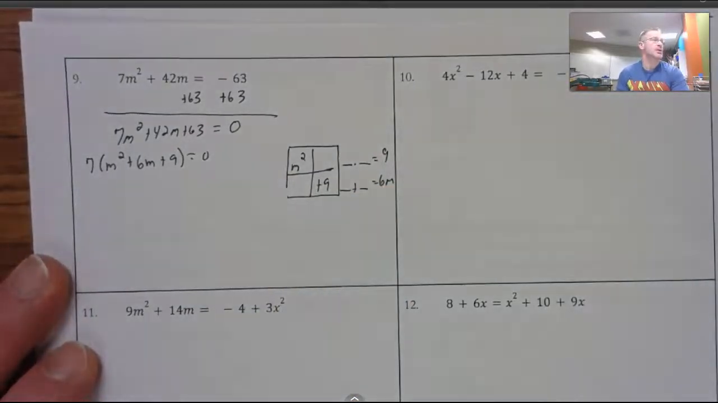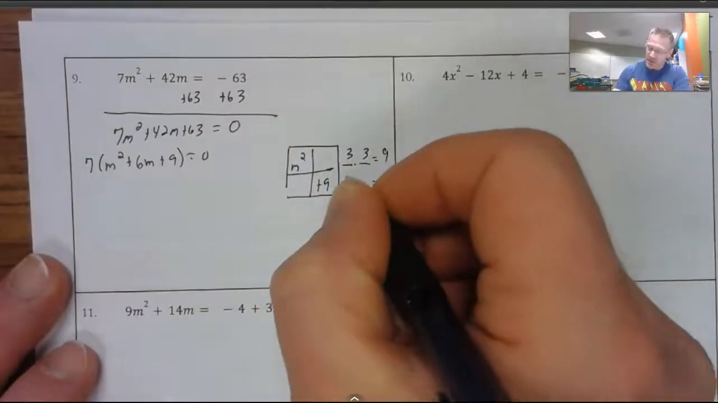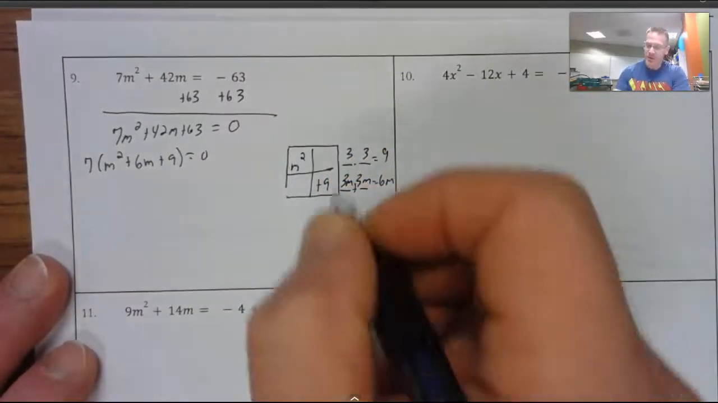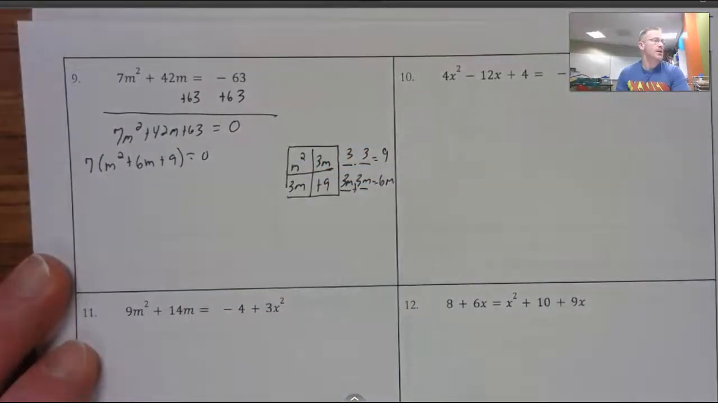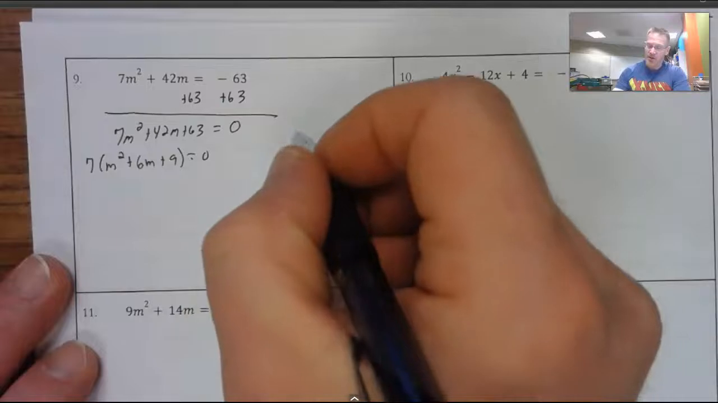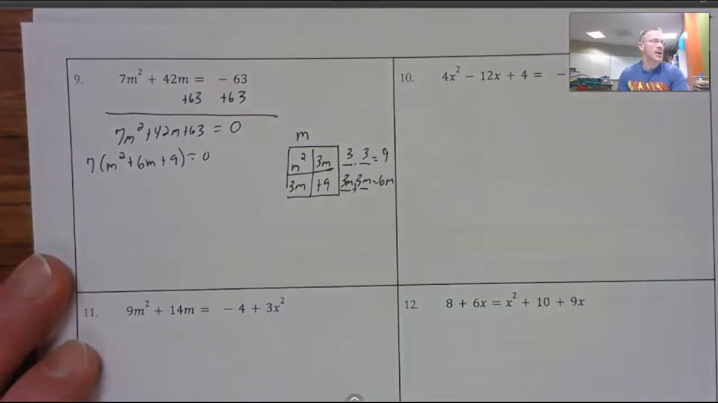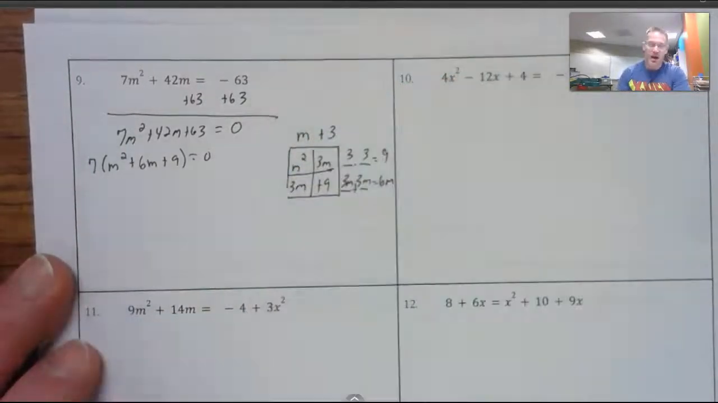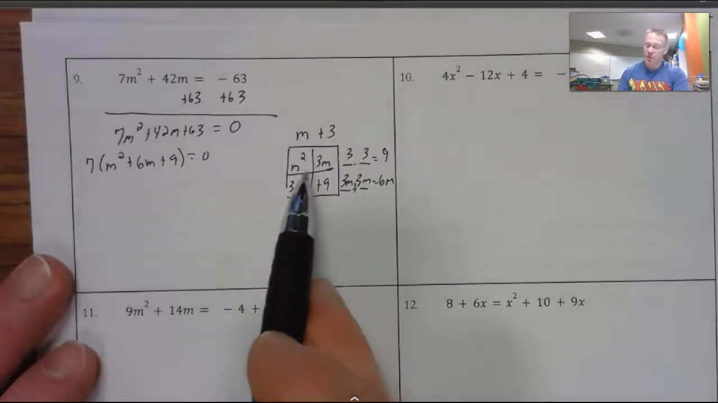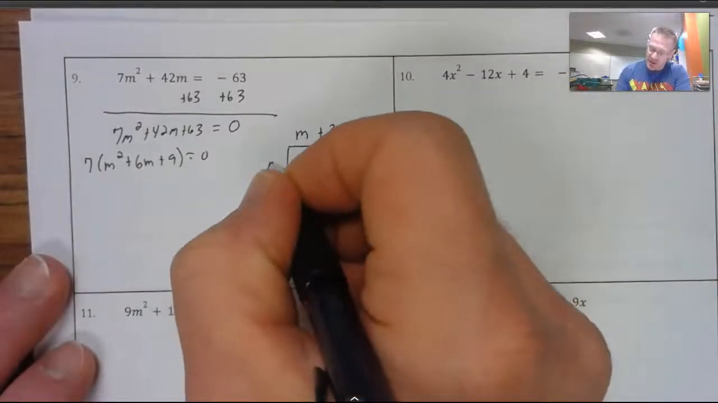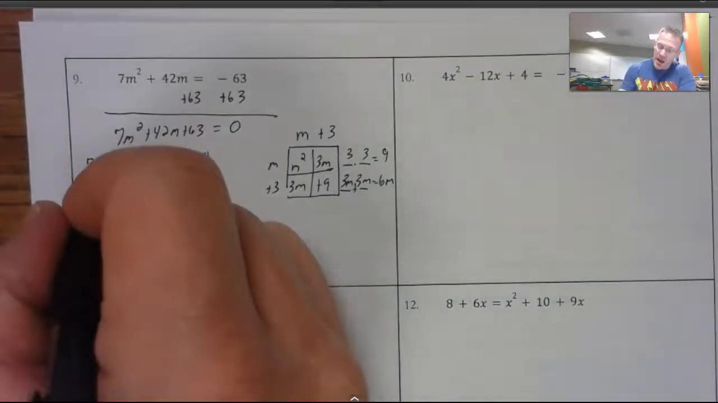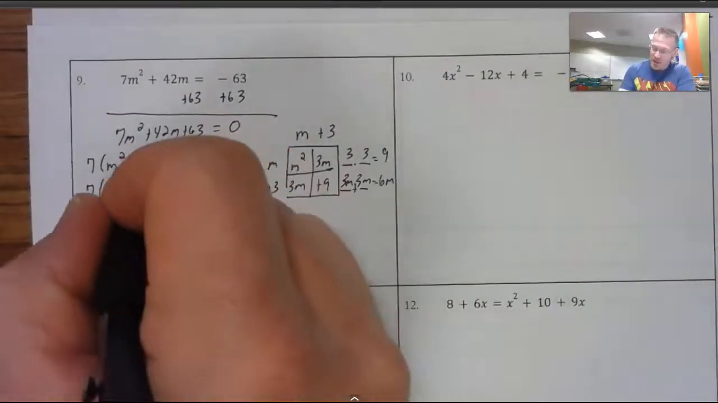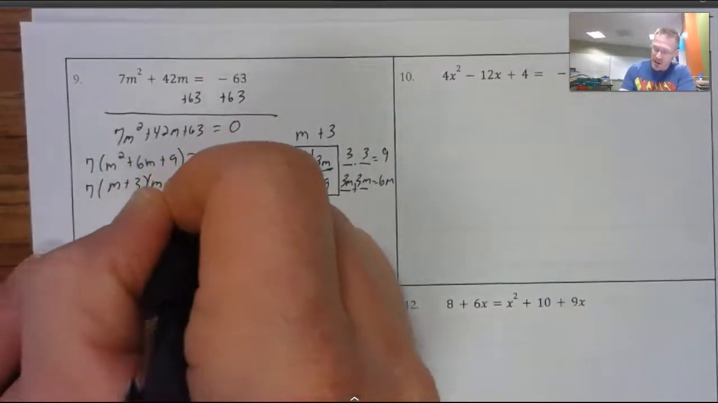So I have to find two things that multiply to be 9 and add to be 6, which would be 3 times 3, and then 3m and 3m. So I'm just going to drop those in like that. Looking at my first column, they have an m in common. Looking at my second column, they have a 3 in common. And then my first row has an m in common, and then I have another 3 in common here.